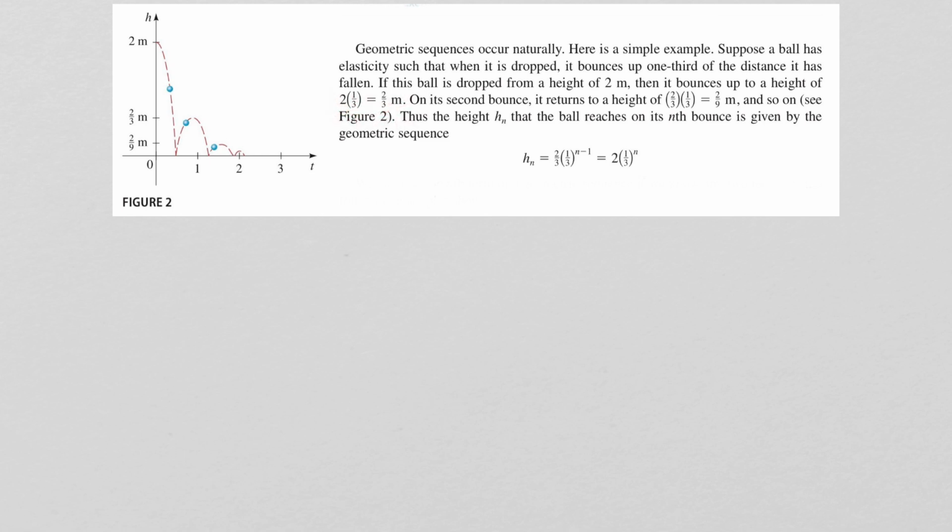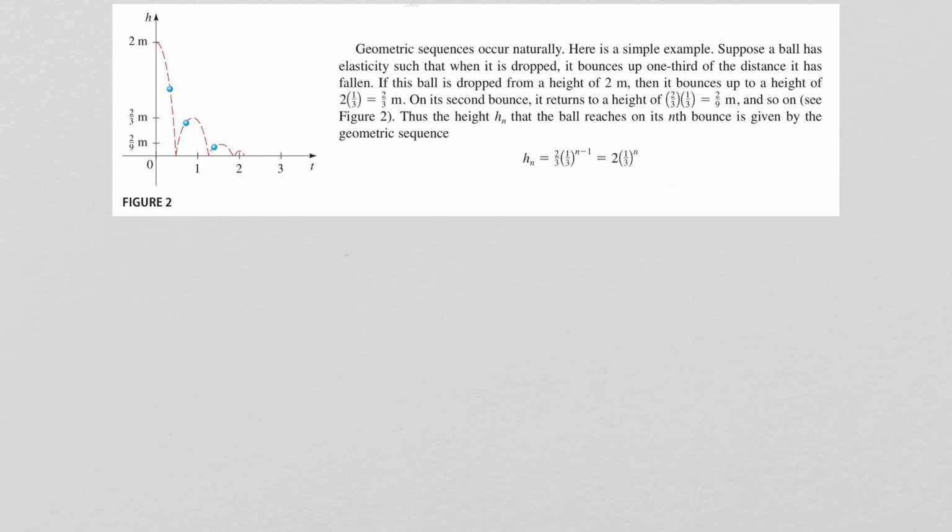So you can see that illustrated here. We drop the ball, it bounces, but it only bounces 1/3 of the height that it came from. So 1/3 of 2 meters is 2/3 meter. Then it falls again, and it bounces once again, and this time it will go from a height of 2/3 meter, bouncing up to a height of 1/3 times 2/3, which is 2/9, etc.